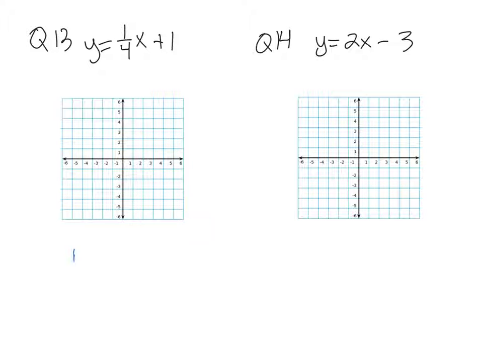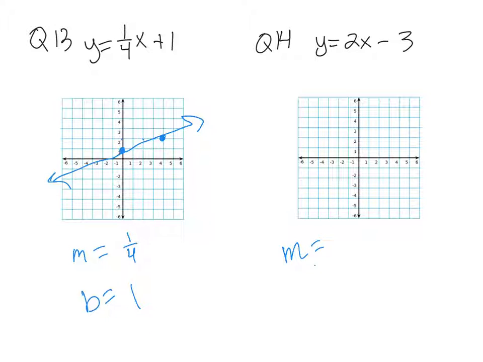Question 13, my slope is 1/4. My y-intercept is 1. Again, always graph that y-intercept first, put a point there at 1. And we're going to use the slope, which is 1/4, rise 1, run 4, it's positive, so I'm going to go to the right, 1, 2, 3, 4. Once I have my 2 points, I can connect my dots.